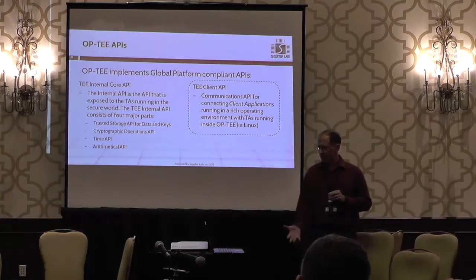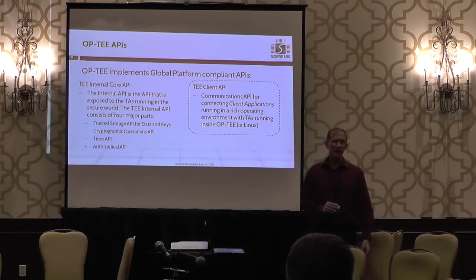So there's a standards organization called Global Platform. They implement a number of APIs for standardizing effectively the calling protocol between a normal world application and a trusted application. So they have two sets of APIs. Call one the TEE Internal API, and the other one's the TEE Client API. So the client runs in the normal world. The core API runs in the secure side.